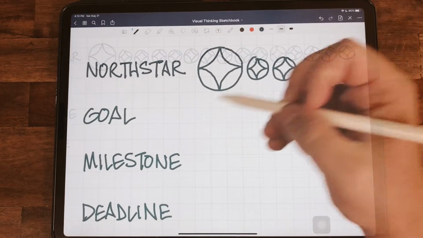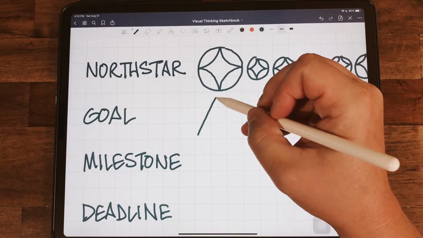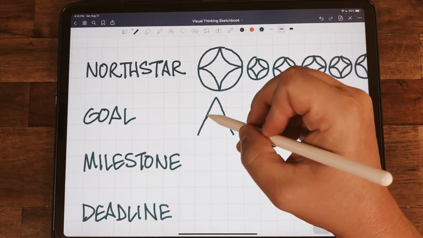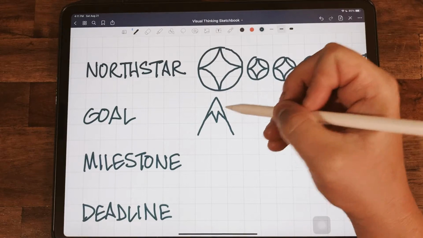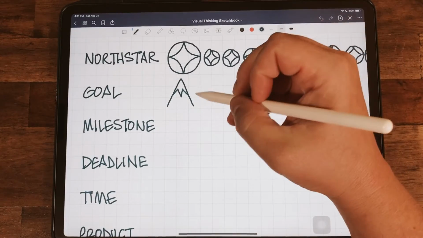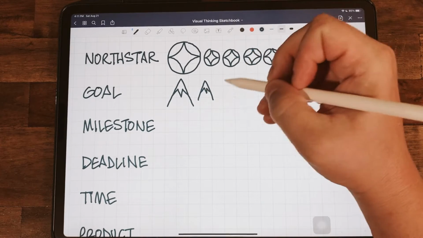For goal, we're going to draw that mountain we drew in the previous video. Start with the top of a triangle, then draw an M near the top. Draw this 15 more times. 5 slow, 5 faster, 5 as fast as you can.